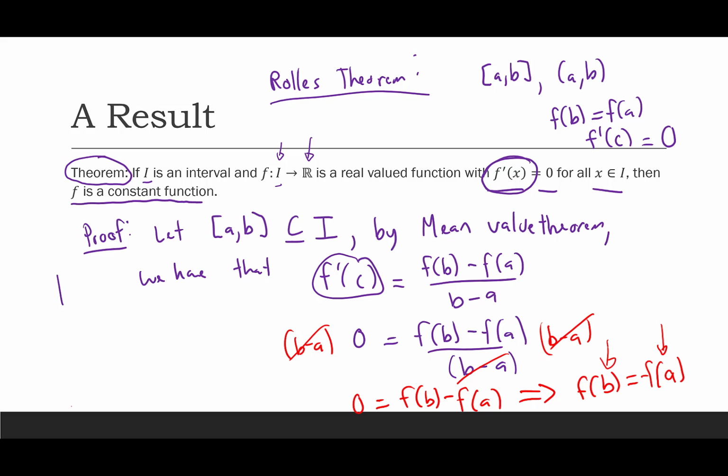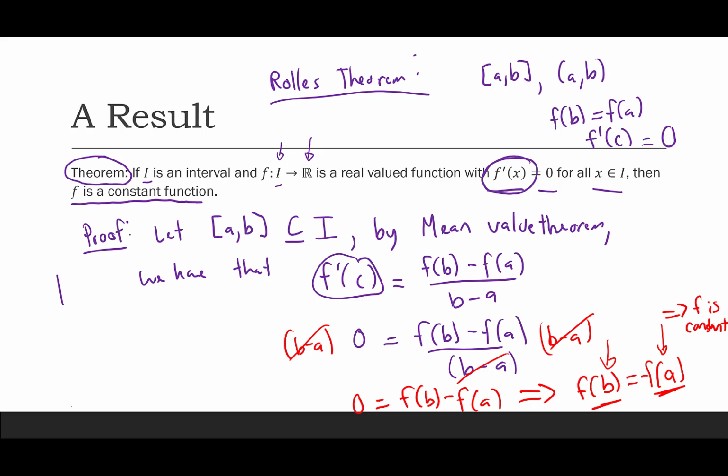So what this is telling us in this proof is that f only has the same output. It's whatever this is. And what does that mean? That means that f had to be a constant function. So therefore, f is constant. I don't know what the constant is, but I do know that it is constant. Okay? So that's a result that we have back in calculus.